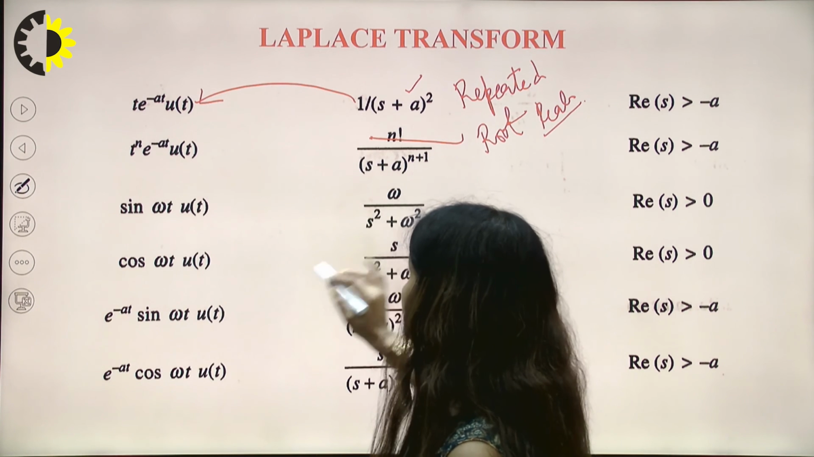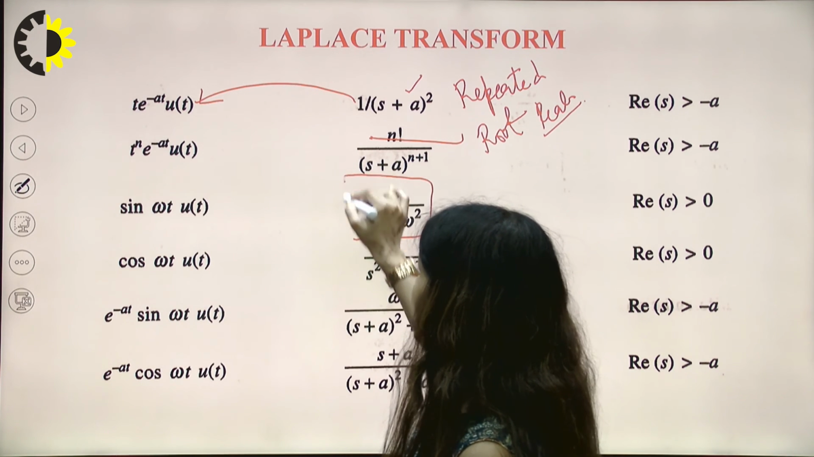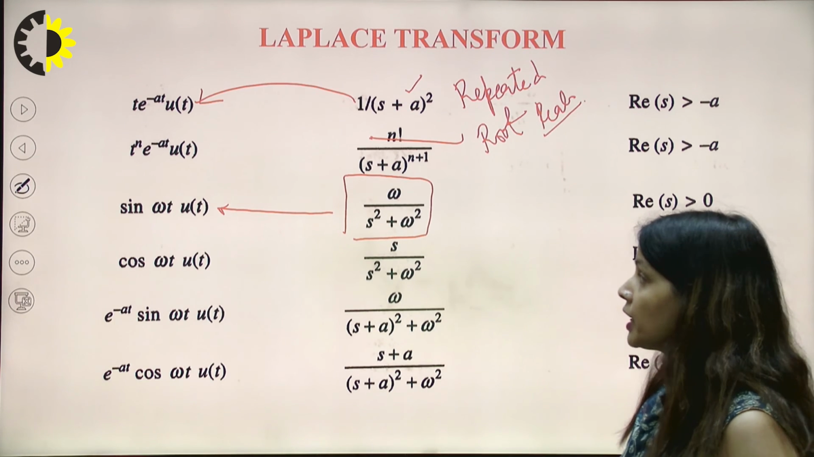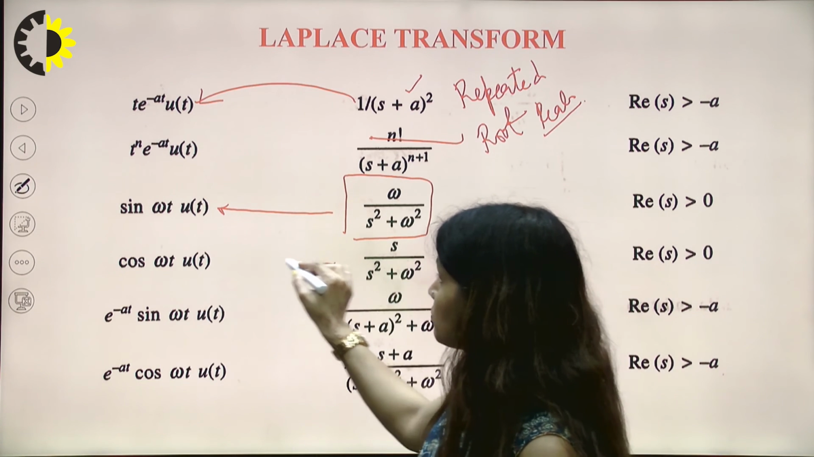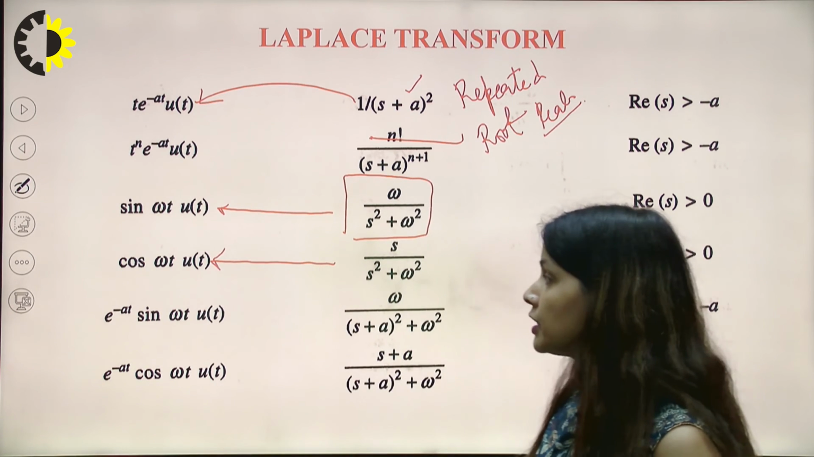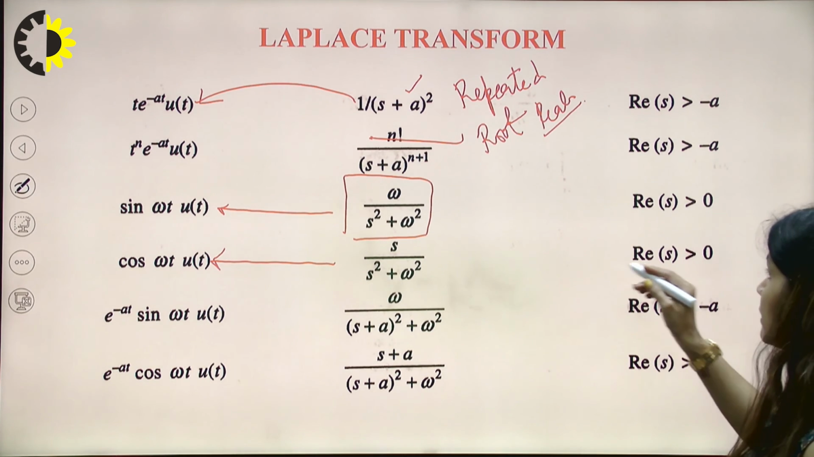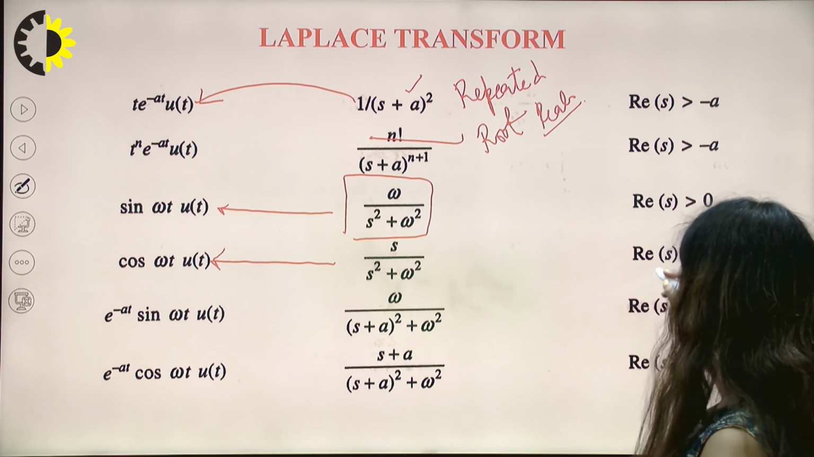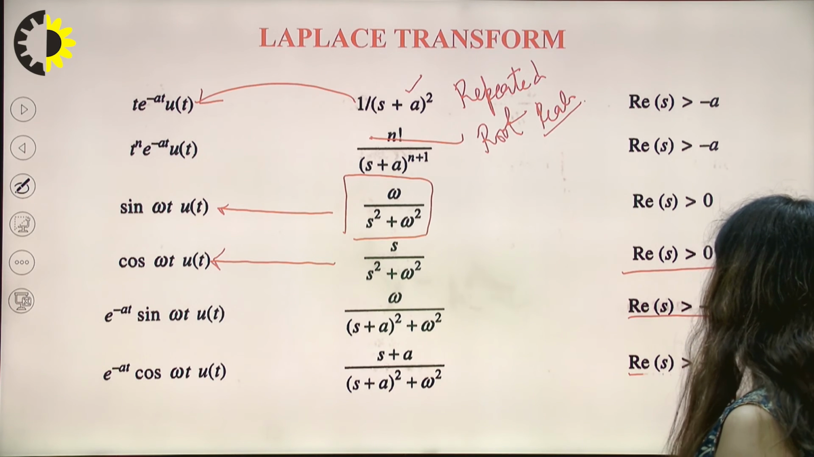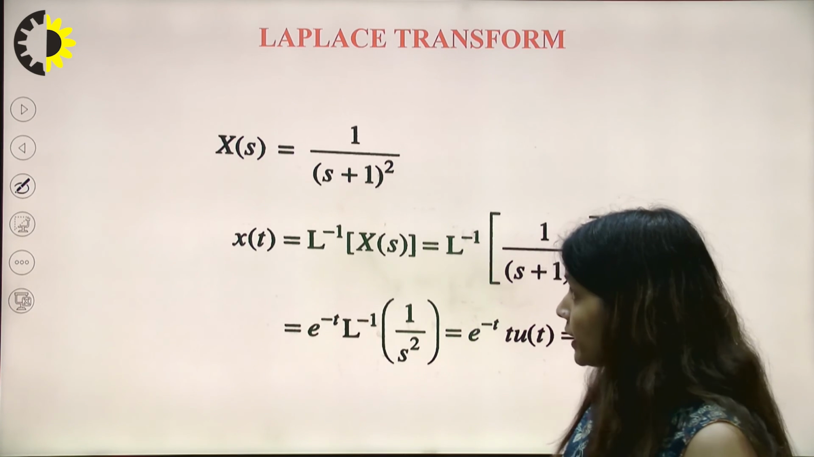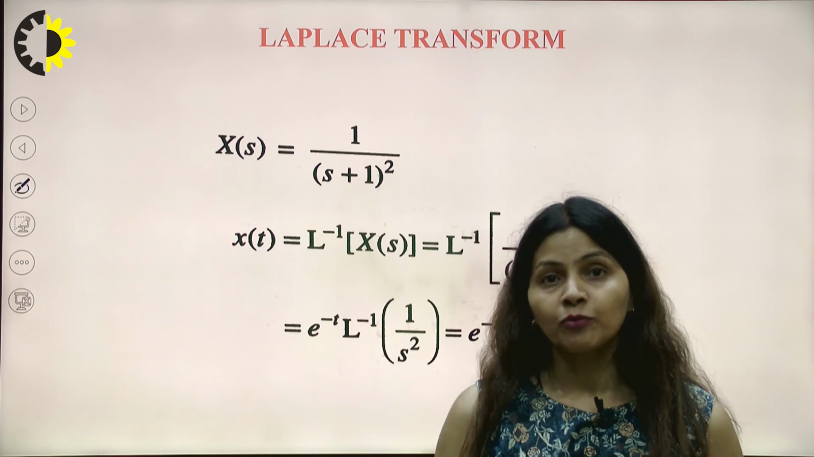Similarly, all these formulas are very important. When X(s) is given in this form, we can write it as sin(omega t) u(t), and s upon s square plus omega square is given like this. We can write it in this way. So all the ROCs, whenever we are writing the formula, these regions of convergence must be defined and well calculated. So let us apply these formulae.